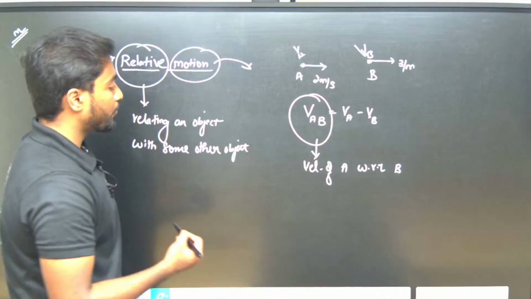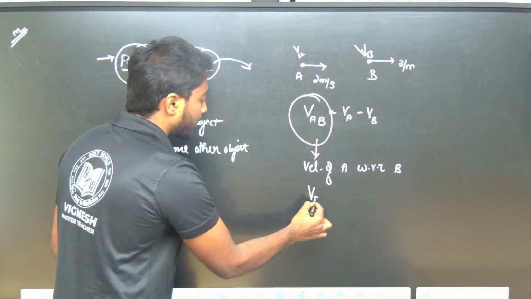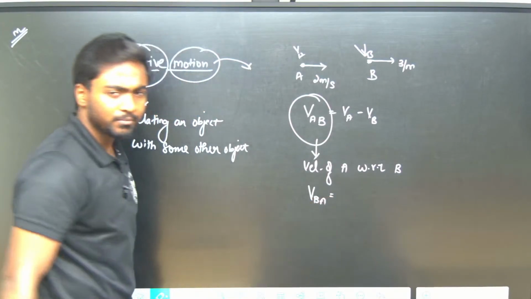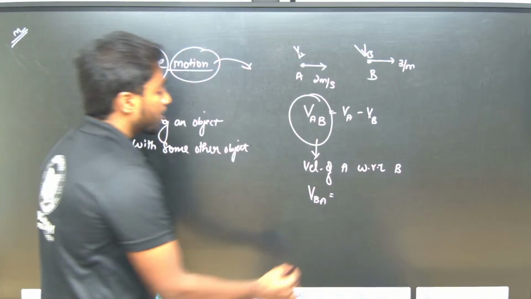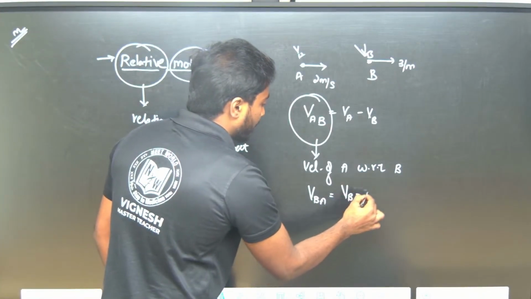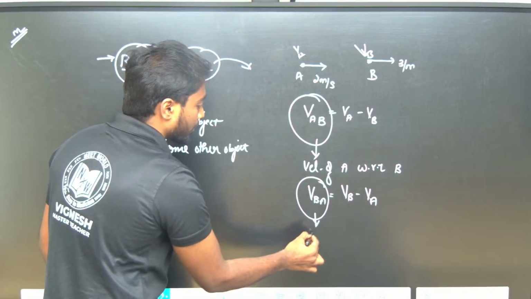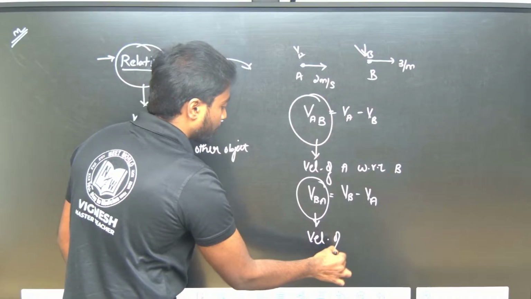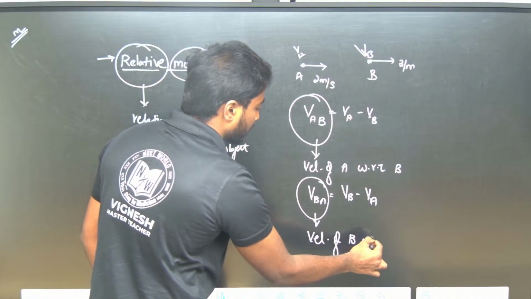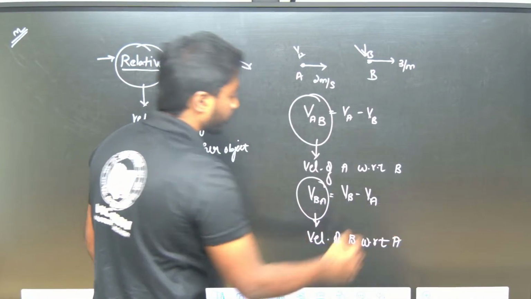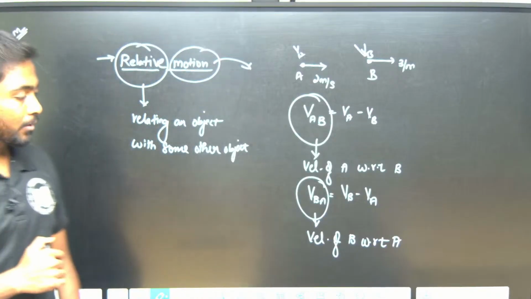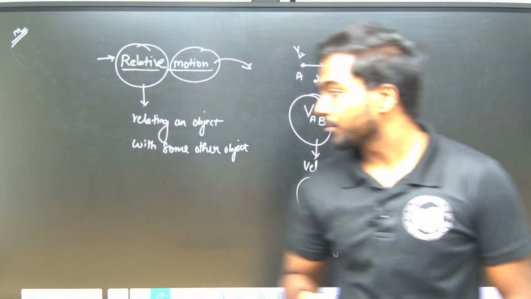Now if I talk about velocity of B with respect to A, it is nothing but velocity of B minus velocity of A. So this one we will say velocity of B with respect to A. Right, now you can take a note of this.